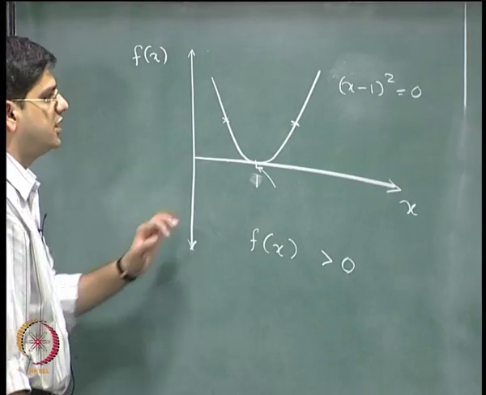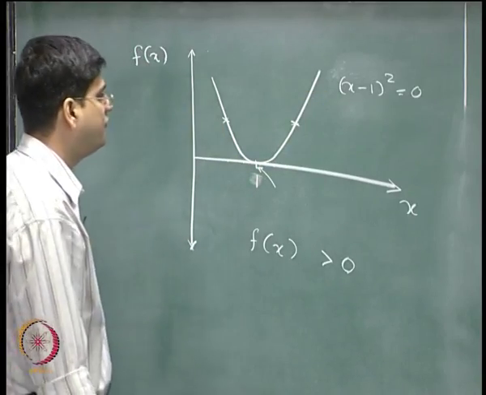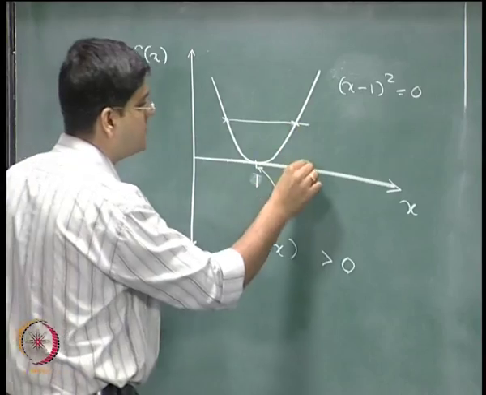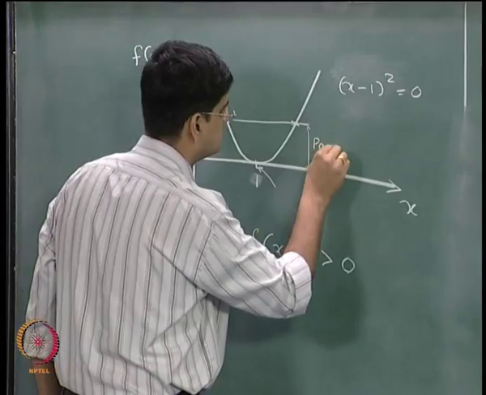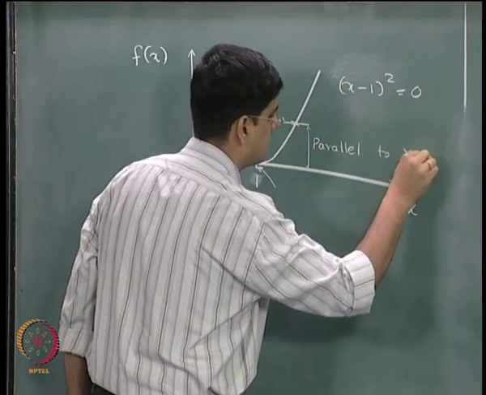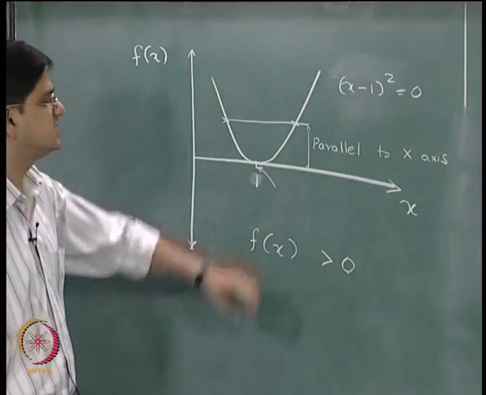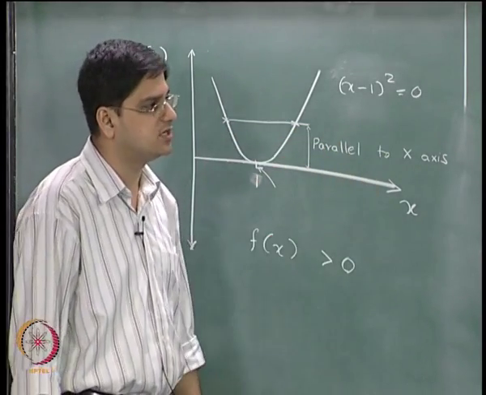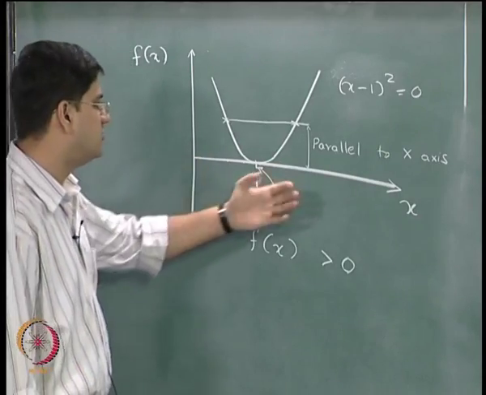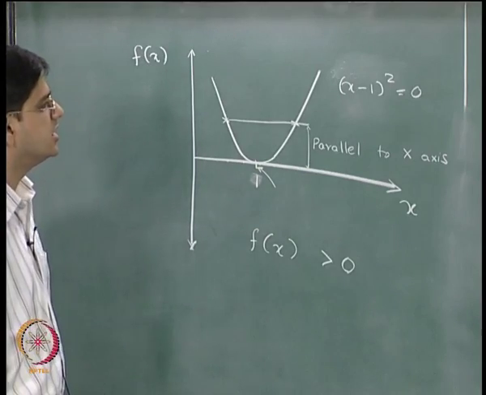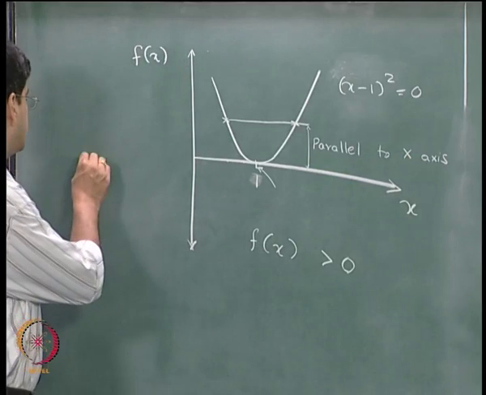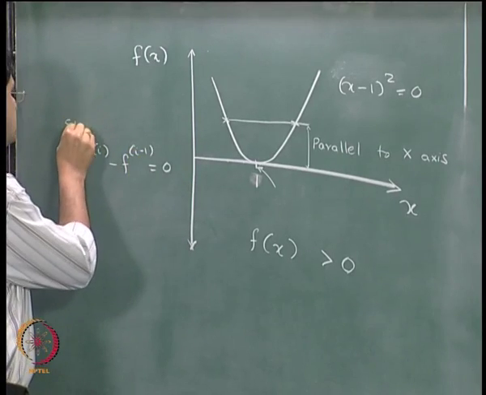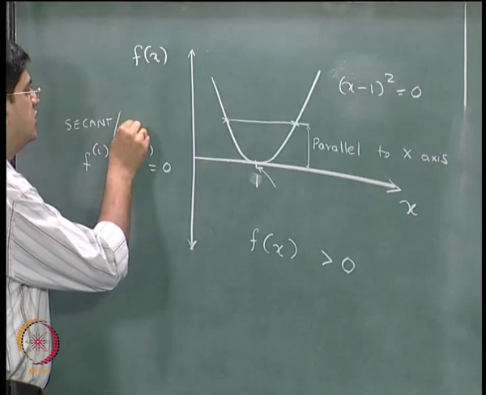There is one problem, however, for this kind of curve with the secant method: if the line joining f of xl and f of xr happens to be parallel to the x axis, then there is no point at which this line is going to intersect the x axis, and our secant method is not going to work. In other words, what do we really mean by the line being parallel to the x axis? It's nothing but f i minus f i minus 1 equal to 0. This is when the secant or the Regula-Falsi method fails.